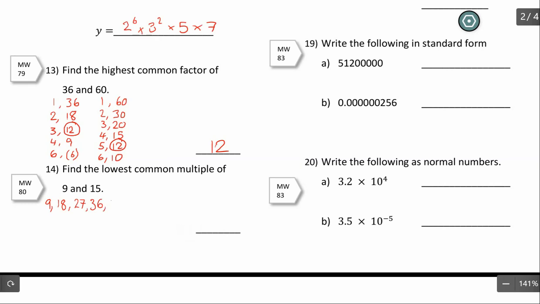36, I haven't got to one yet. 45, now 45, let's check that one. 15, 30, 45, yeah, so 45 is the lowest common multiple of those two numbers.